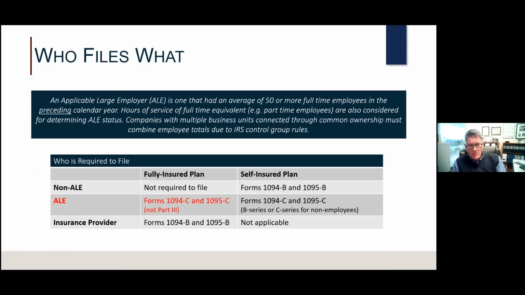I often get questions about, well, what do the insurance carriers do, and do they do this for us? And the answer is no. So insurance carriers have their own separate ACA reporting responsibilities with the B series form. Applicable large employers have to file the C series form. So oftentimes your employee is going to get two separate forms, one from the carrier and one from you.